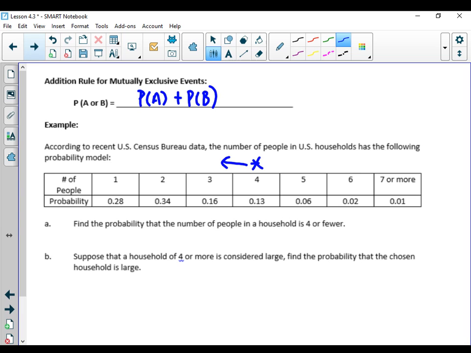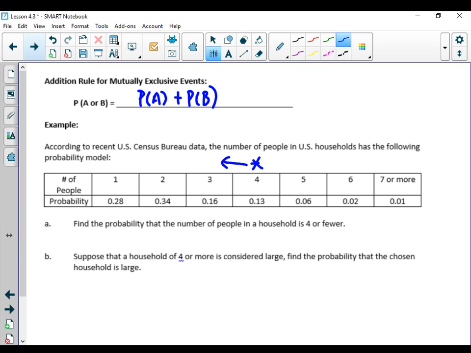Well, again, a couple ways I can think about this. As I look in the table, though, I've got more values that fit into 4 and less than I do more than 4. So what I would probably do is I'd look at the ones that are more than 4, add those together, and then take it away from 1.